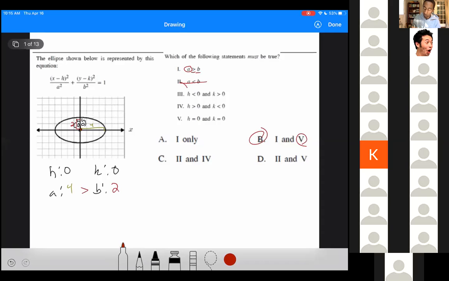And then 5 says H is equal to 0, K is equal to 0. That is also true here. And that would therefore make these false. Yes, so B would be the correct answer. Very good. So that's just a refresher on the A and the B.